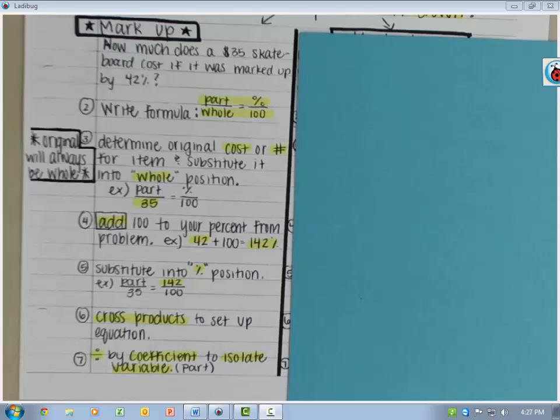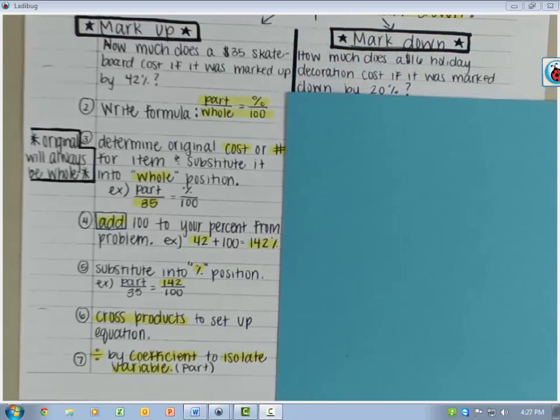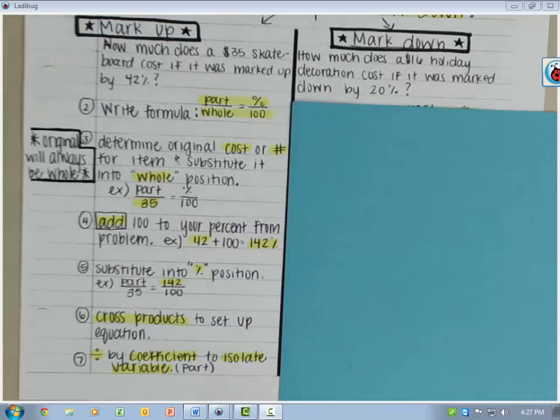If you haven't guessed it, your step 1 was to figure out what your question was asking you. We already did mark up, so we need to figure out what mark down is. How do we do mark down? The kind of question you're going to see is, remember mark down means to decrease. So it says, how much does a $16 holiday decoration cost if it was marked down by 20%? So if it went down in price by 20%.